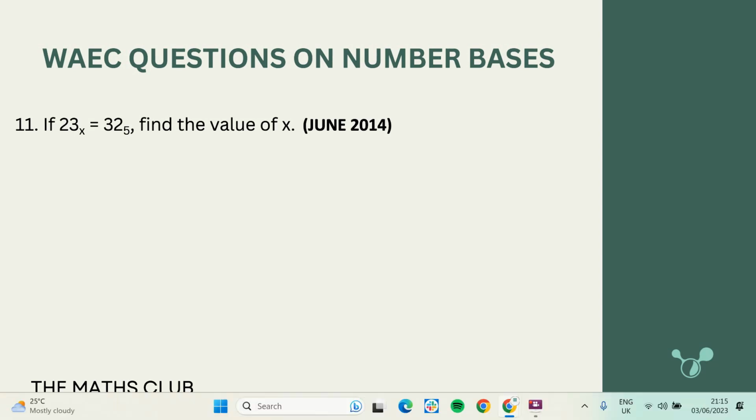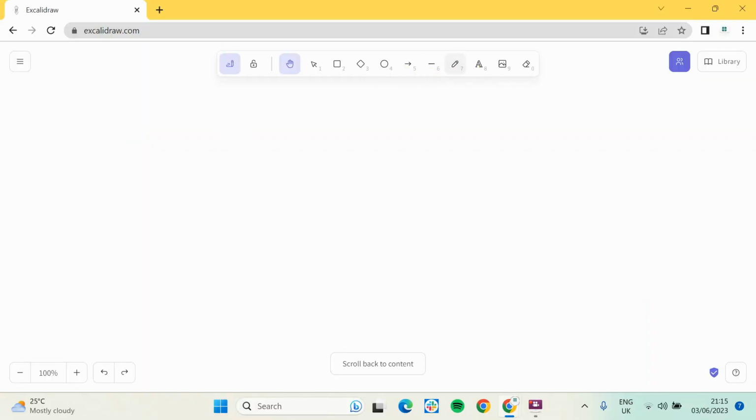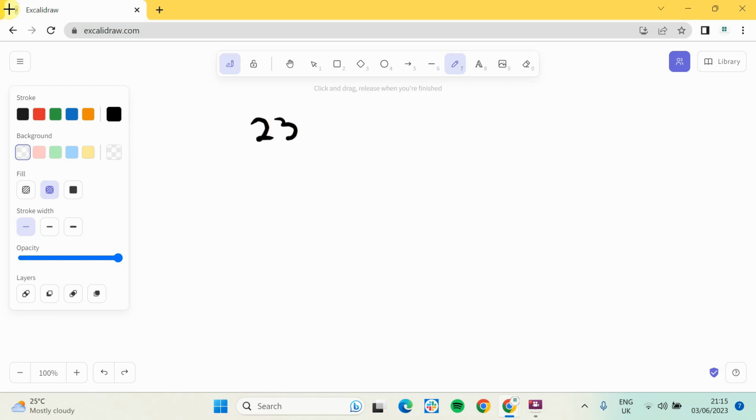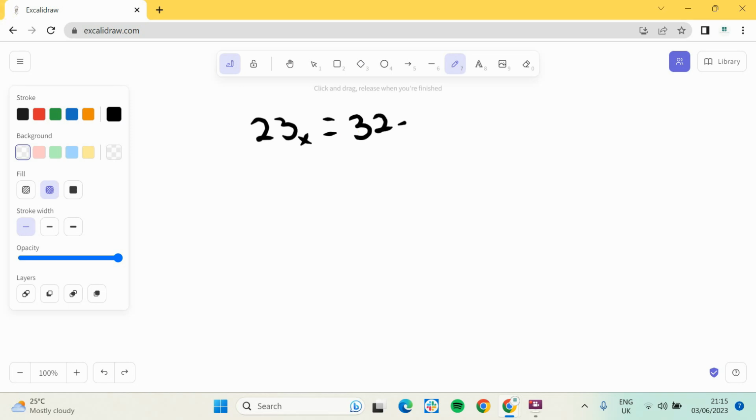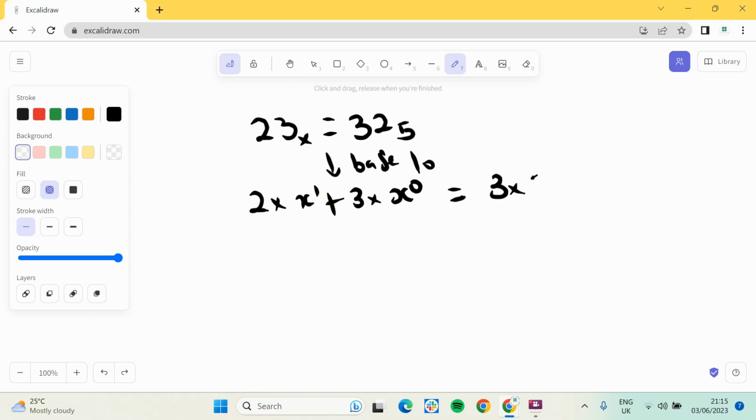Welcome back. So the question says that 23 base x is equal to 32 base 5. Let's convert it to base 10. As always, this will be 2 times x plus 3 times x, and from right to left, you give it the power starting from 0. Then let's convert this one: it will be 3 times 5 plus 2 times 5, giving it the power from right to left, 0, 1.